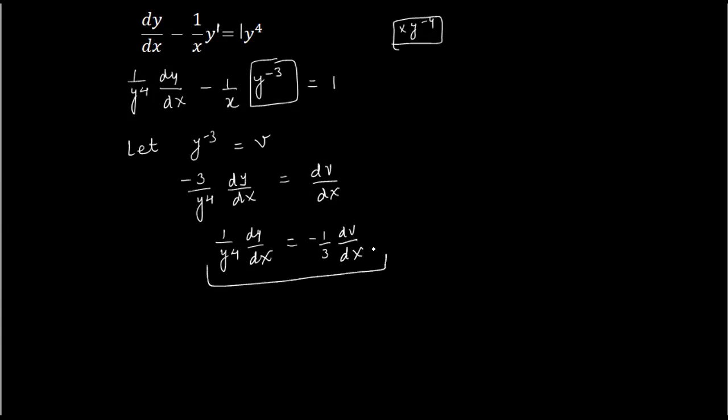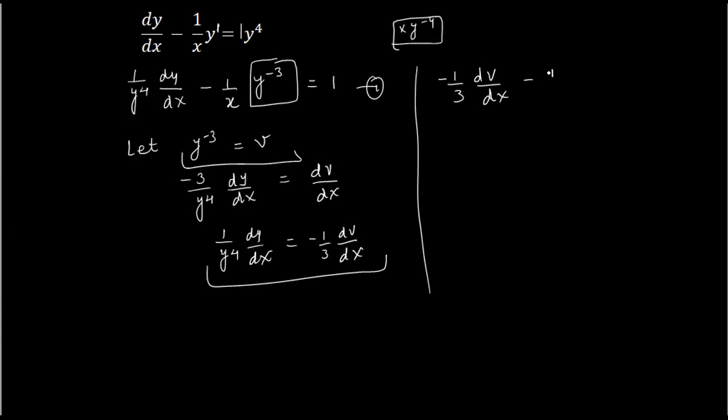So let us substitute this value and this value in equation 1. We get minus 1 over 3 dv over dx minus 1 over x times v equal to 1. Now multiply everything by negative 3, or let us multiply first by negative 1. So it becomes positive, positive and negative 1. Now multiply everything by 3. We get dv over dx plus 3 over x equals negative 3. Now compare this equation with the standard linear differential equation.